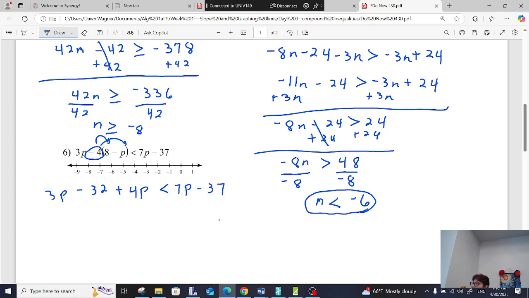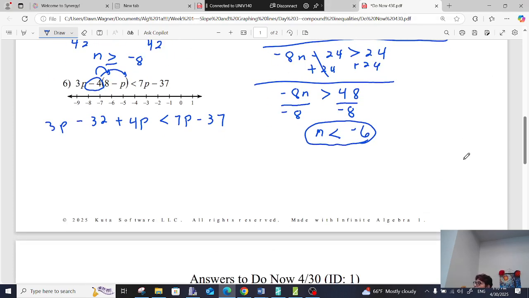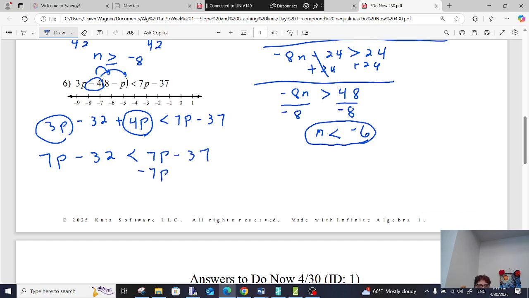Very nice. Okay. I'm going to scroll this up because some people in the back may not be able to see as well. There. I need to combine my like terms first. Right. The p's are my like terms. So 7p minus 32, 7p minus 37. I'm going to subtract 7p. Oh no, what happened to the p's? That's a no solution. Oh, yes, it's a no solution.